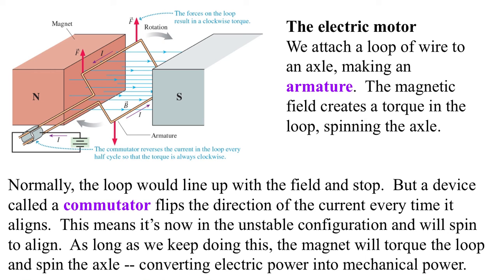Normally, the loop would line up with the field and stop, but a device called a commutator flips the direction of the current every time it aligns. That means it's in the unstable equilibrium and will spin to align. Remember, it has some inertia, so even though it's in the unstable place, it will carry past that, and now it's unstable, so it keeps moving down to the new equilibrium, and so on. As long as we keep flipping it like this, the magnet will torque the loop and spin the axle. That converts electric power into mechanical power.